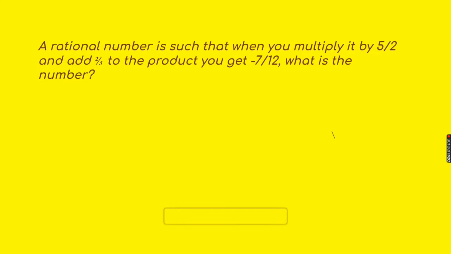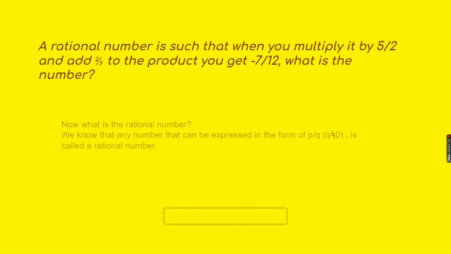A rational number is such that when you multiply it by 5 upon 2 and add 2 upon 3 to the product, you get minus 7 upon 12. What is the number?